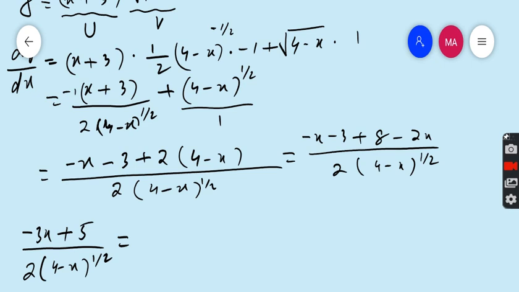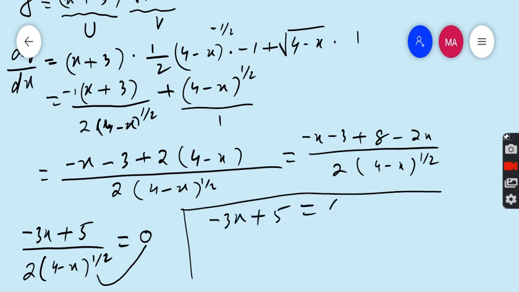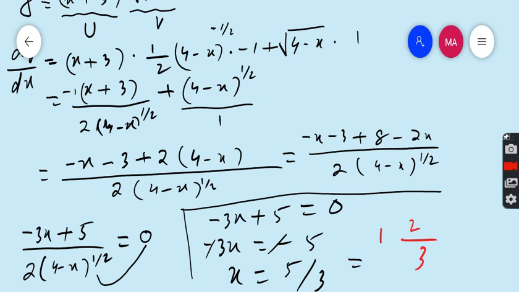to the power half. We have to find the value where the gradient is 0, so replace dy by dx by 0. This whole 2 into 4 minus x power half multiplied by 0, the answer is 0. So only minus 3x plus 5 is equals to 0. Shift this plus 5 to the other side. It will be minus 5, minus cancel by minus, x is equals to 5 upon 3. Or you may write in terms of a mixed number, the answer of x is 1 whole 2 upon 3. 3 ones are 3, 3 plus 2 is 5, the same answer, but this is the requirement of the question. So this is the value of x.